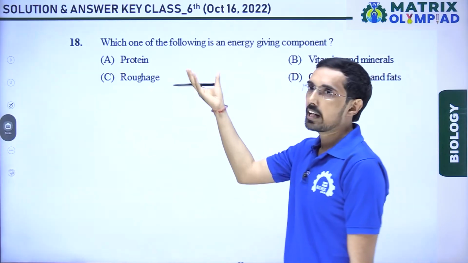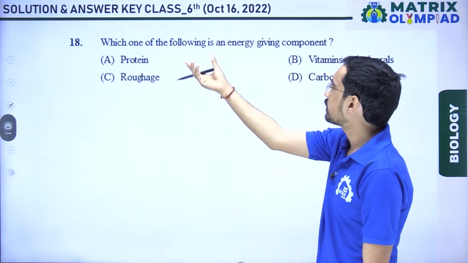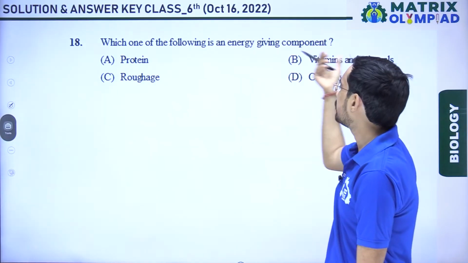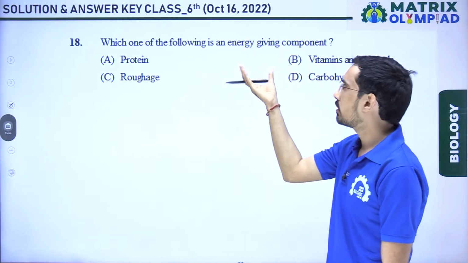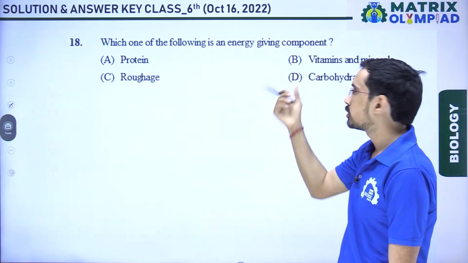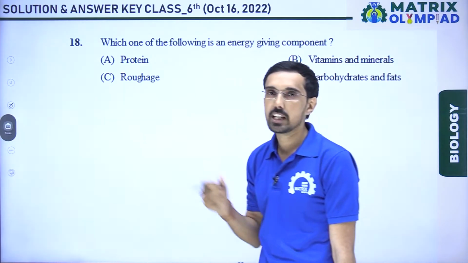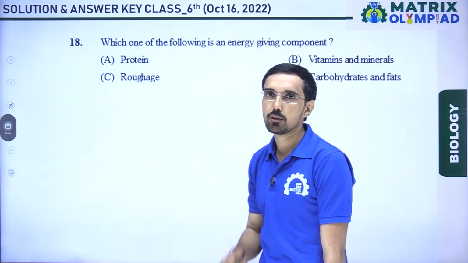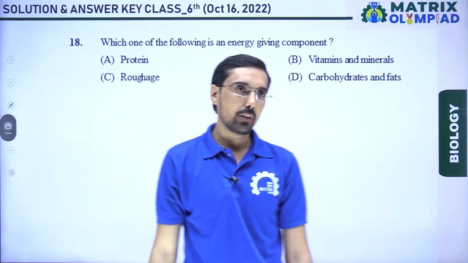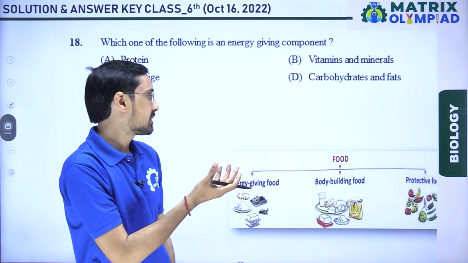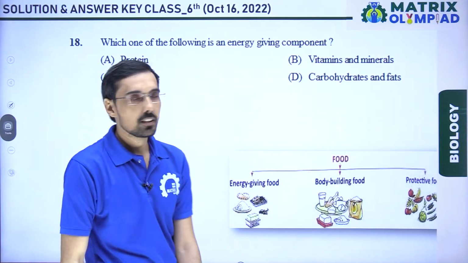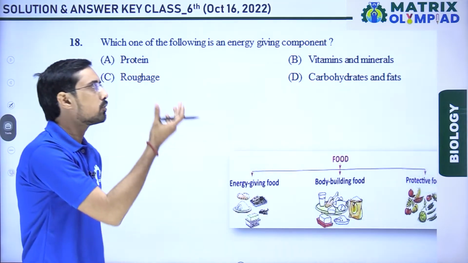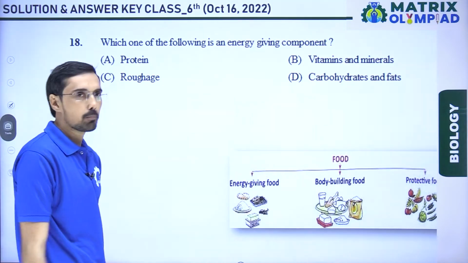Now move to the next question. Which one of the following is an energy giving component? All the given options are the source of components of food. As we all know, the basic components of food are carbohydrate, fats, vitamins, minerals and the lipids. And these are the components of food. We have to find out the energy giving component only.